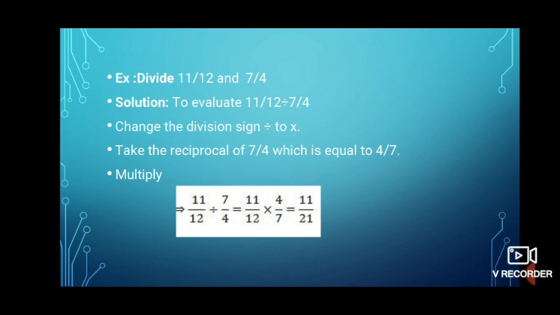Now we can cancel here. 4 ones are 4, 4 threes are 12, cross cancellation I am doing. Now what is there in the numerator is only 11, like that only. In the denominator, 7 into 3 is 21.